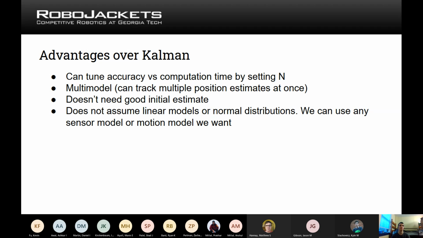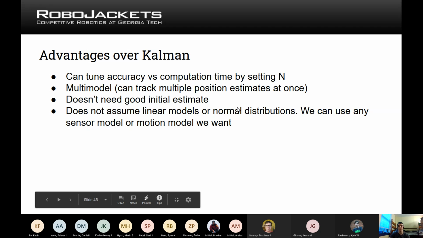With a Kalman filter, you can kind of do that by setting the covariance really large at the start. But if your sensor readings are really noisy, it could have trouble converging. There's also the fact that a particle filter does not assume linear models or normal distributions. So you can use the actual models for how your robot moves and for how the sensor readings act, like what the sensor readings actually look like. And that's another really big advantage for particle filters.